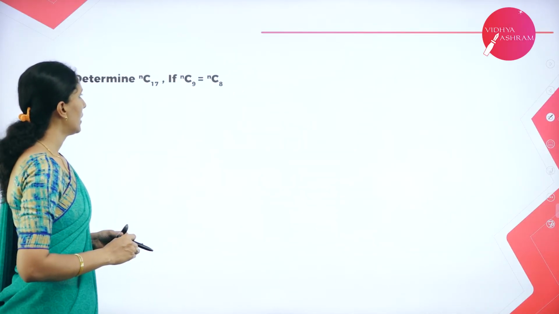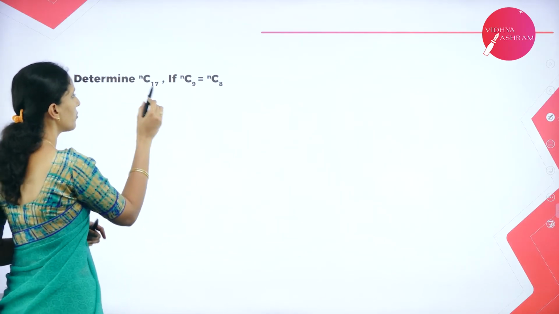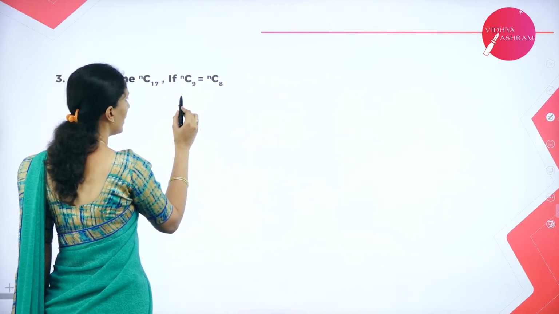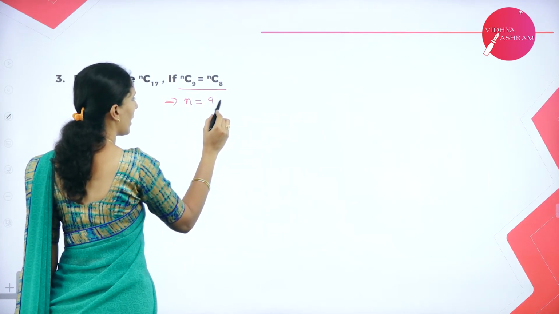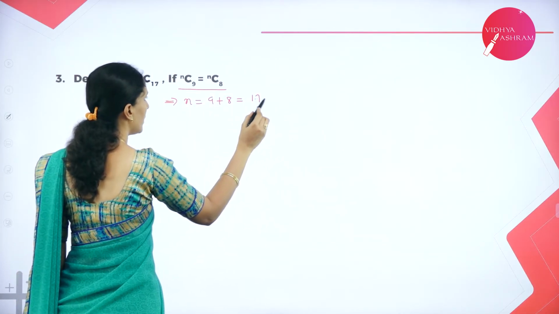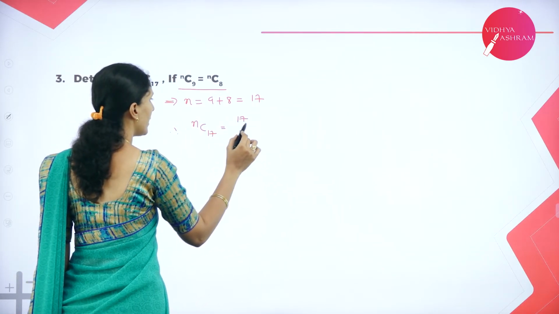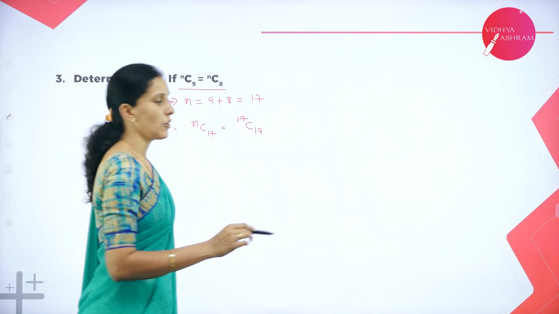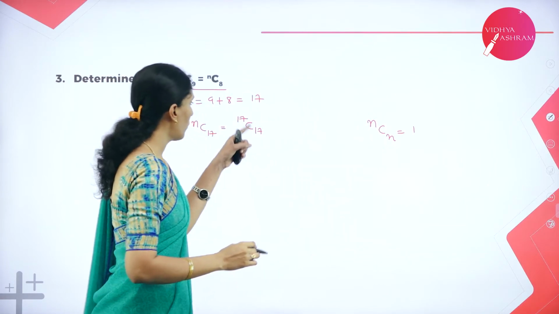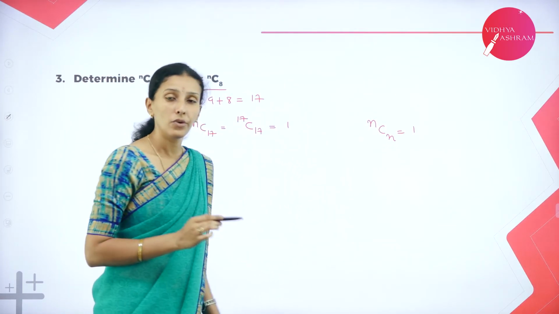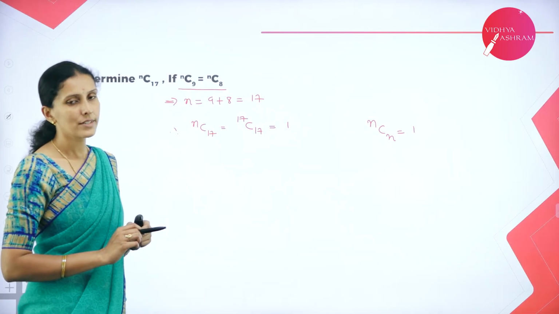Next we have: determine nC17 if nC9 is equal to nC8. We need to find out nC17. According to the given condition, this implies n is equal to 9 plus 8, which is 17. Therefore, nC17 is nothing but 17C17. What is the value of nCn? It is 1. So the value of this is 1. No need of substitution. You can directly remember this point and substitute the value as 1.